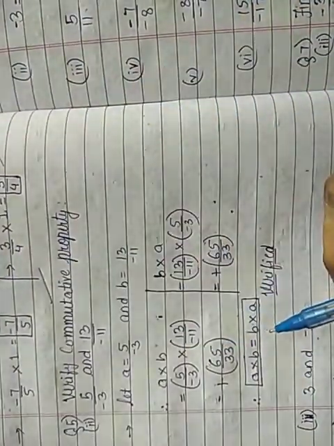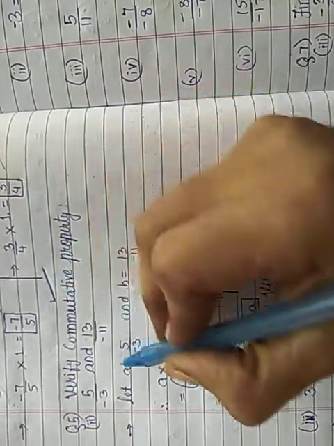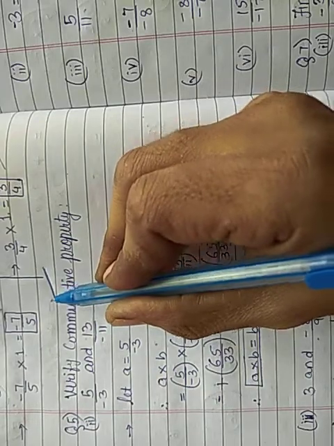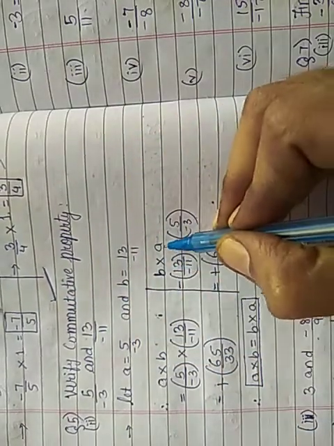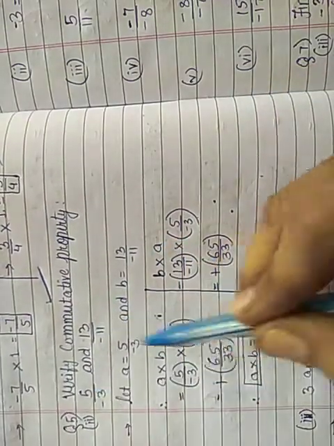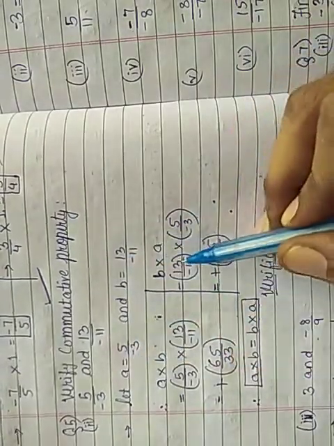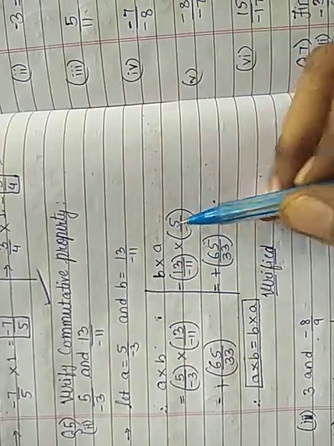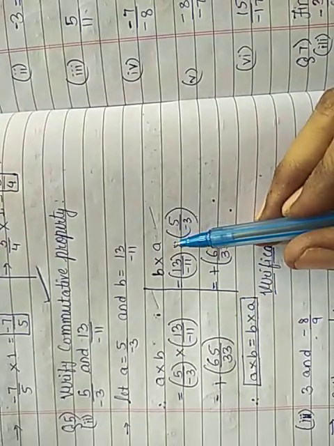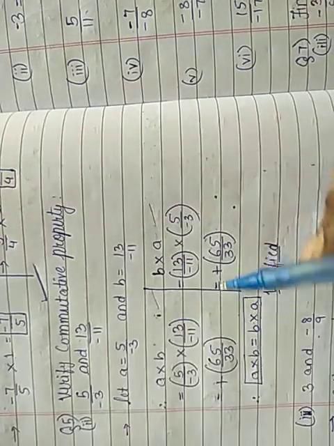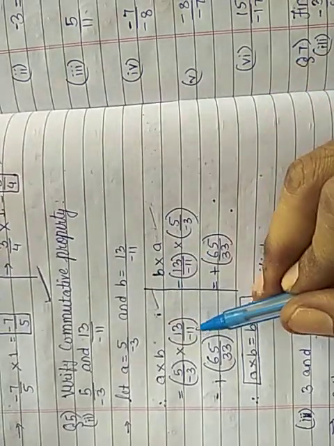Verify commutative property. If you remember, commutative property means in both directions the answer will remain the same. Means A into B will also be the same as B into A. So first you multiply this into this as the left side, then you multiply B into A, means 13 upon minus 11 into 5 upon minus 3, and you show the calculations separately. Separately means they should be shown without being affected by the other answer. When you are calculating this, don't show this.